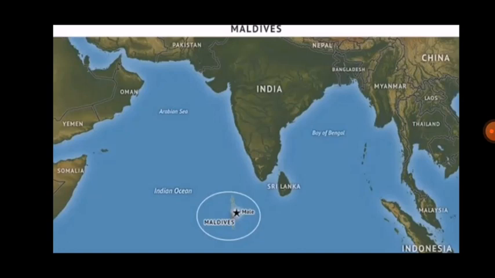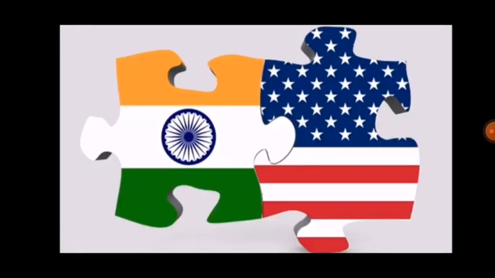So Maldives and India have a good relation. They have signed a treaty, because India has also helped Maldives a lot. They have decided that they will cooperate in the area of fighting against terrorism. If there is any terrorist invasion in their country, they will fight against terrorism. Who? Maldives and India. Now let's see the next country, that is America.